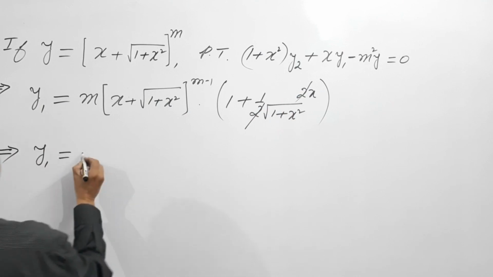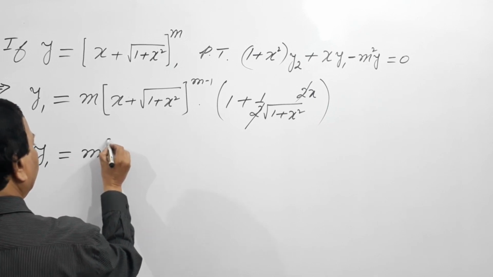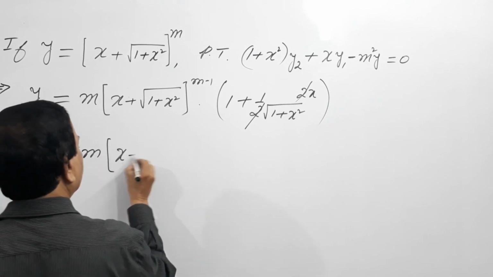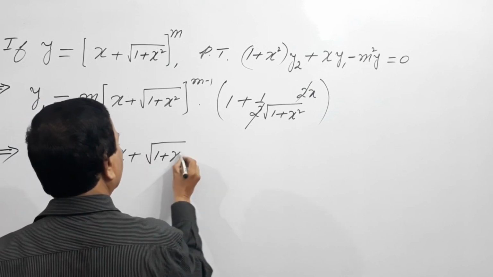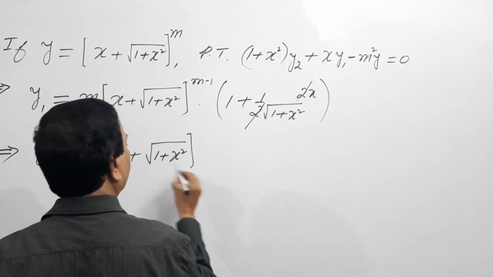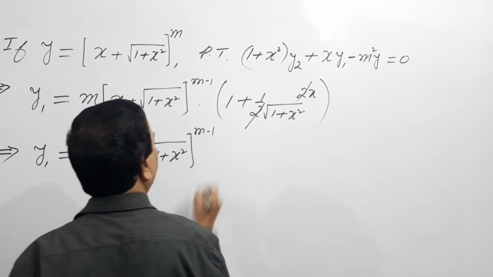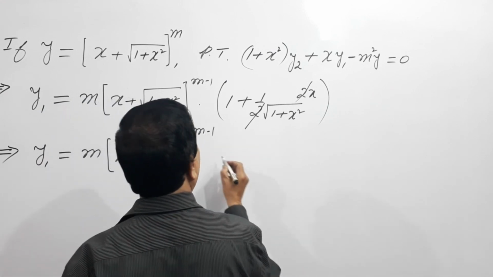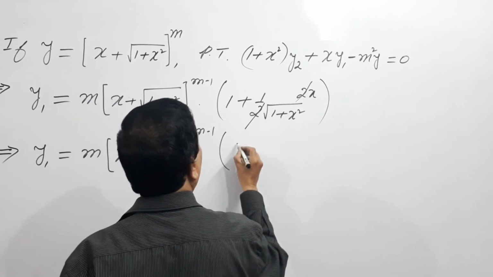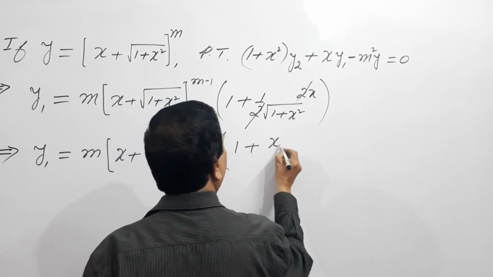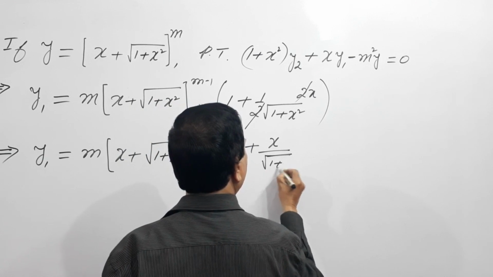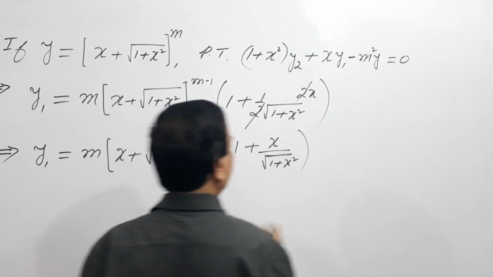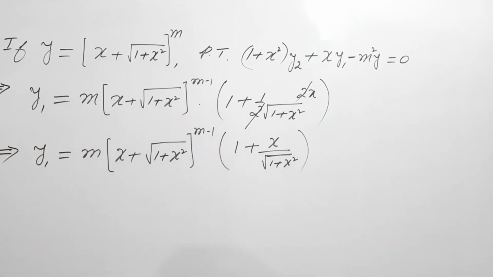So y1 equals m into (x plus under the root 1 plus x square) to the power of m minus 1, into (1 plus x by under the root 1 plus x square). Correct?